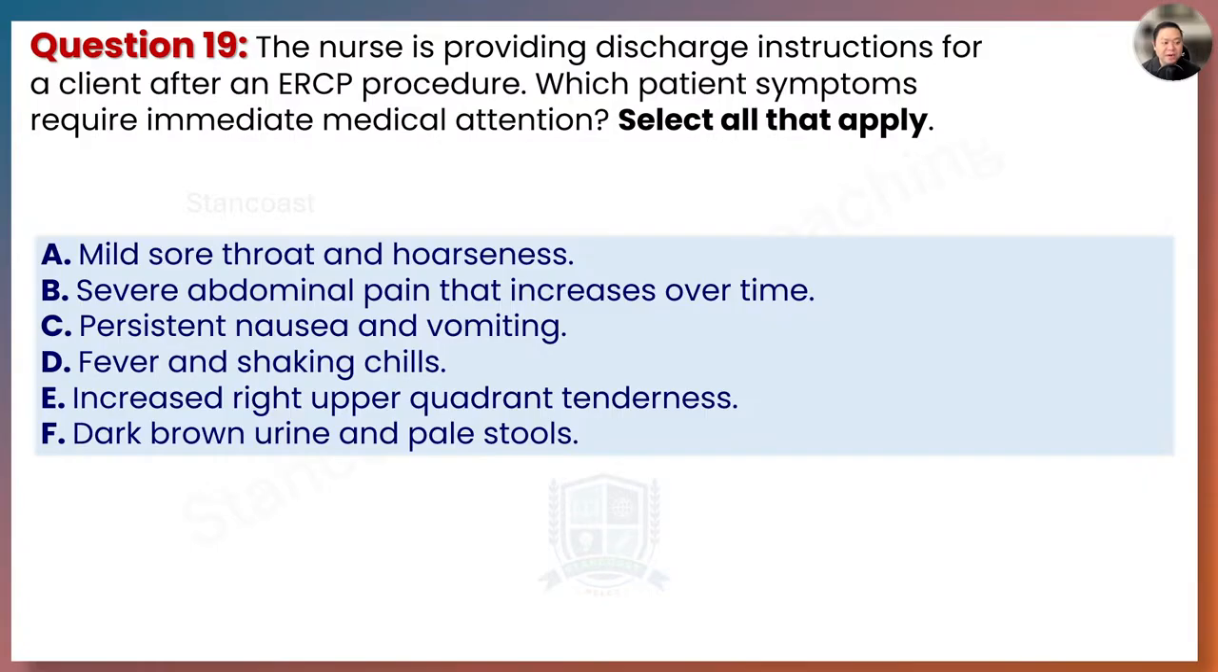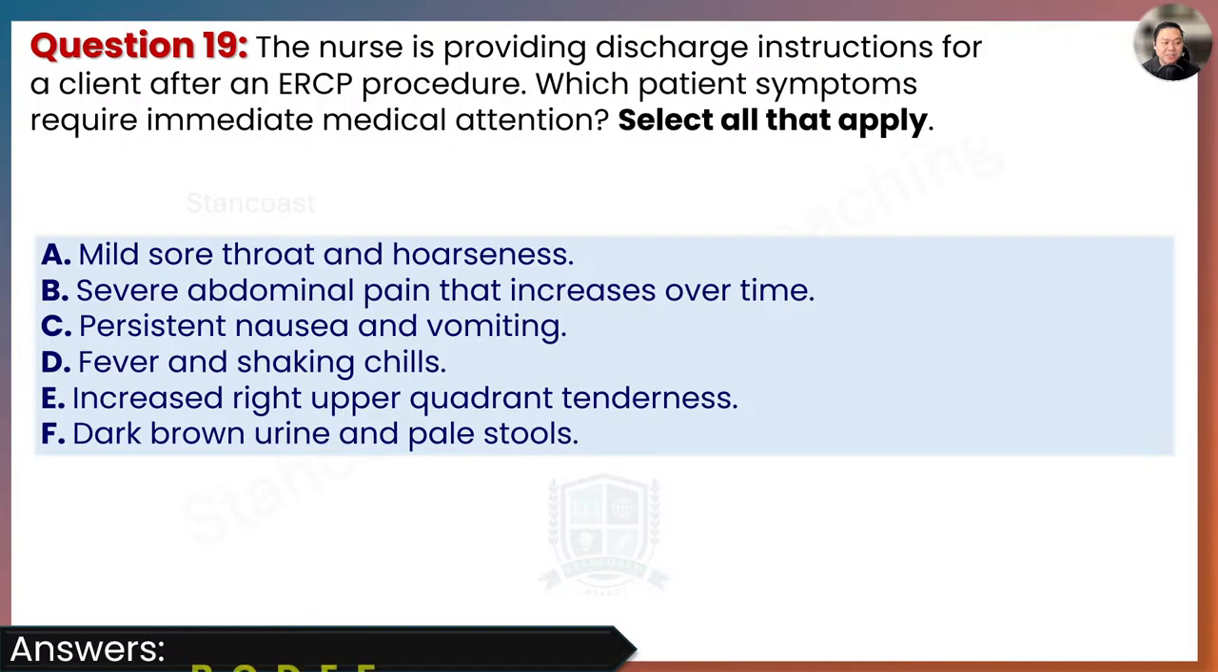D, fever and shaking chills. E, increased right upper quadrant tenderness. F, dark brown urine and pale stools. The correct answers are options B, C, D, E, and F. So why letter B?